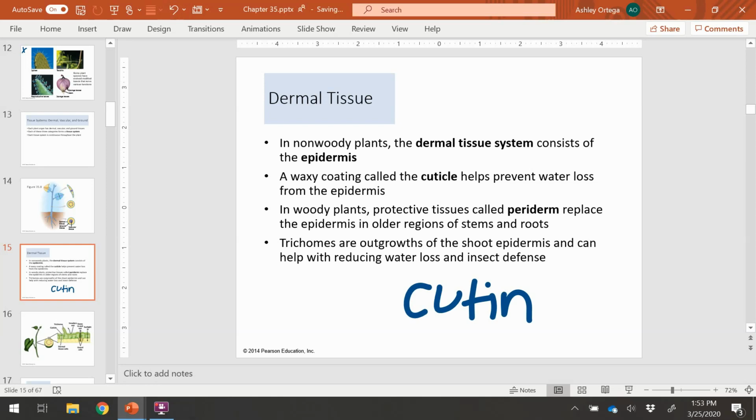Then, in non-woody plants, you have the epidermis. That's going to be the first skin layer. Usually on the leaf, that's your upper and lower epidermis, which might be something you're familiar with. In woody plants, the epidermis gets replaced by periderm. And so that's what you'll want to know. For both plants, the first layer is the cuticle. Then for non-woody plants, it's the epidermis. And then for woody plants, it'll be the periderm.